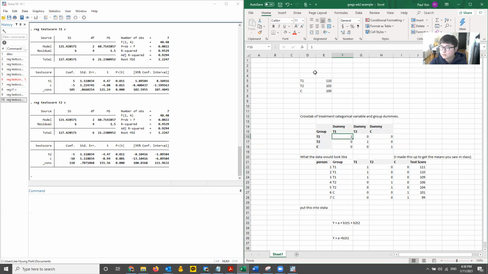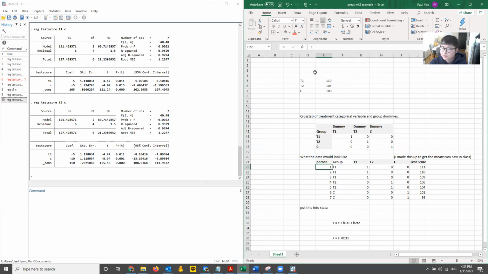So if you're in T1, you get a 1 for T1 and a 0 for the rest. If you're in T2, you get a 1 for T2 and a 0 for the rest. If you're in the control group, likewise, 1 for C and 0 for the rest. So in terms of the data, what does the data look like? You might have these variables: person ID, the group variable (T1, T2, C), and test score.